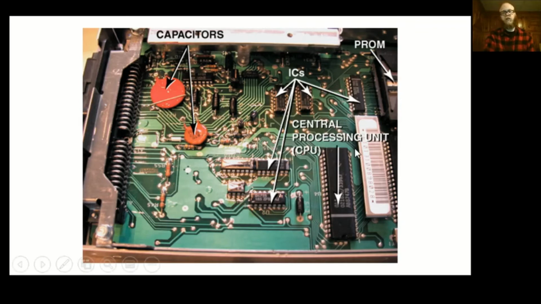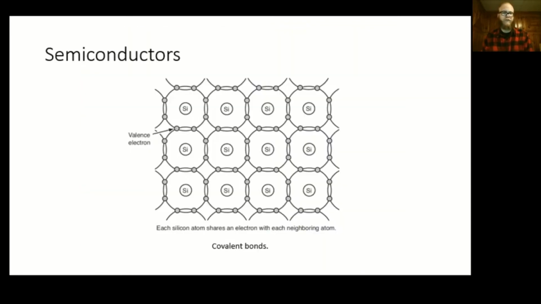There's a central processing unit, so this is the major brain of the vehicle. This is doing a lot of the work, and a lot of the information that it's making decisions from comes from this PROM, programmable read-only memory. So this is how we can make adjustments to the way that this board is going to react to certain inputs and the way the outputs will be controlled.